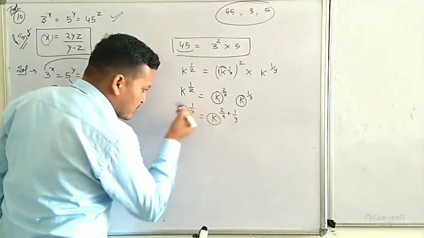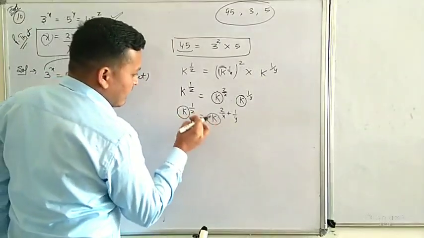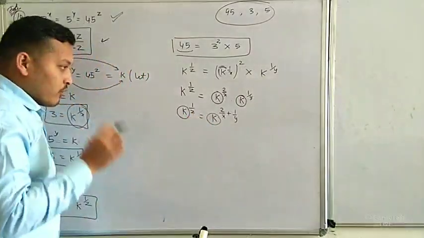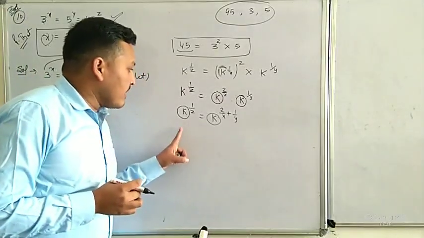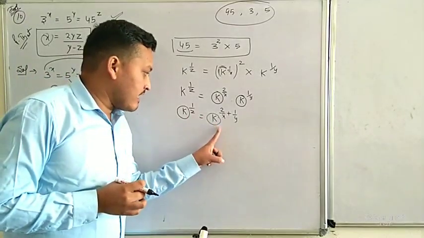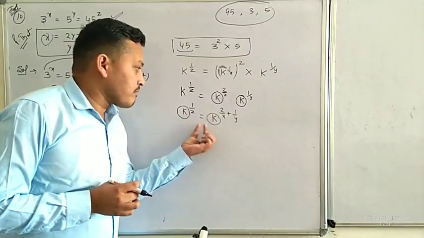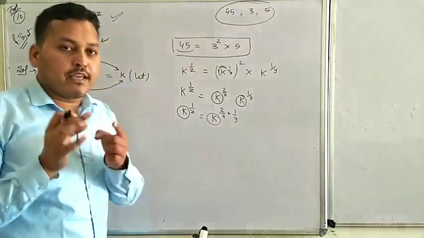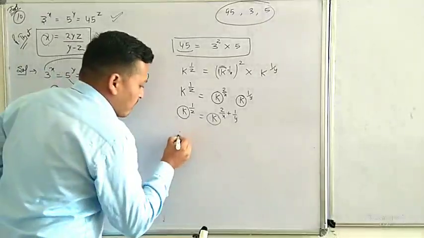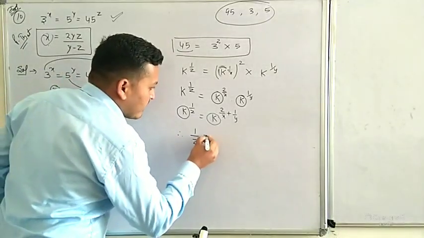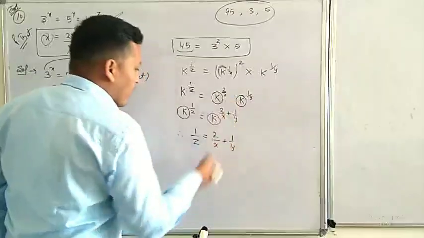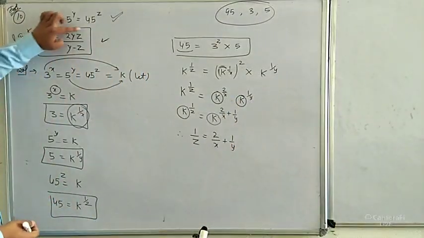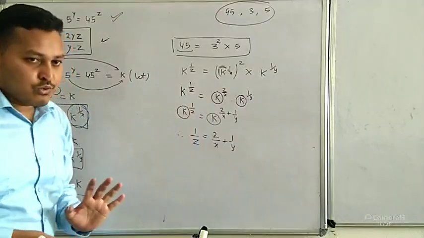So now here we can apply one law of exponents. Note down this in your notebook. Please write here: when the left hand side and right hand side bases are equal, their powers must be equal to each other. So then therefore we can write 1 by z is equal to 2 by x plus 1 by y. Now look, the relation in the form of x, y, z has been made, okay.